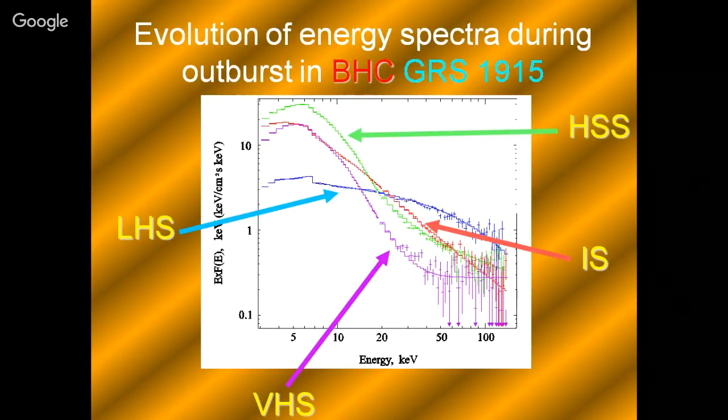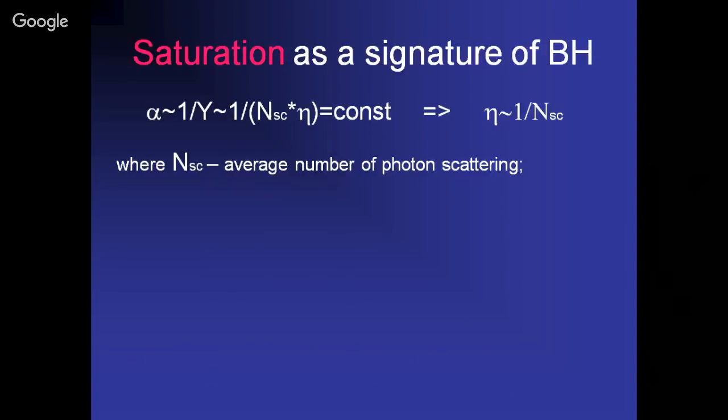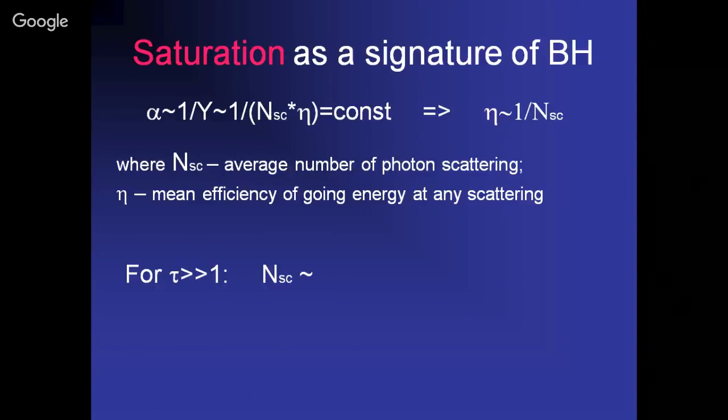So now, why do we see saturation of index? This is the key point. Maybe I should show you this before you stop me. Yes, 2 minutes, good. So index is, I demonstrate, the index is inversely proportional to the comptonization parameter.